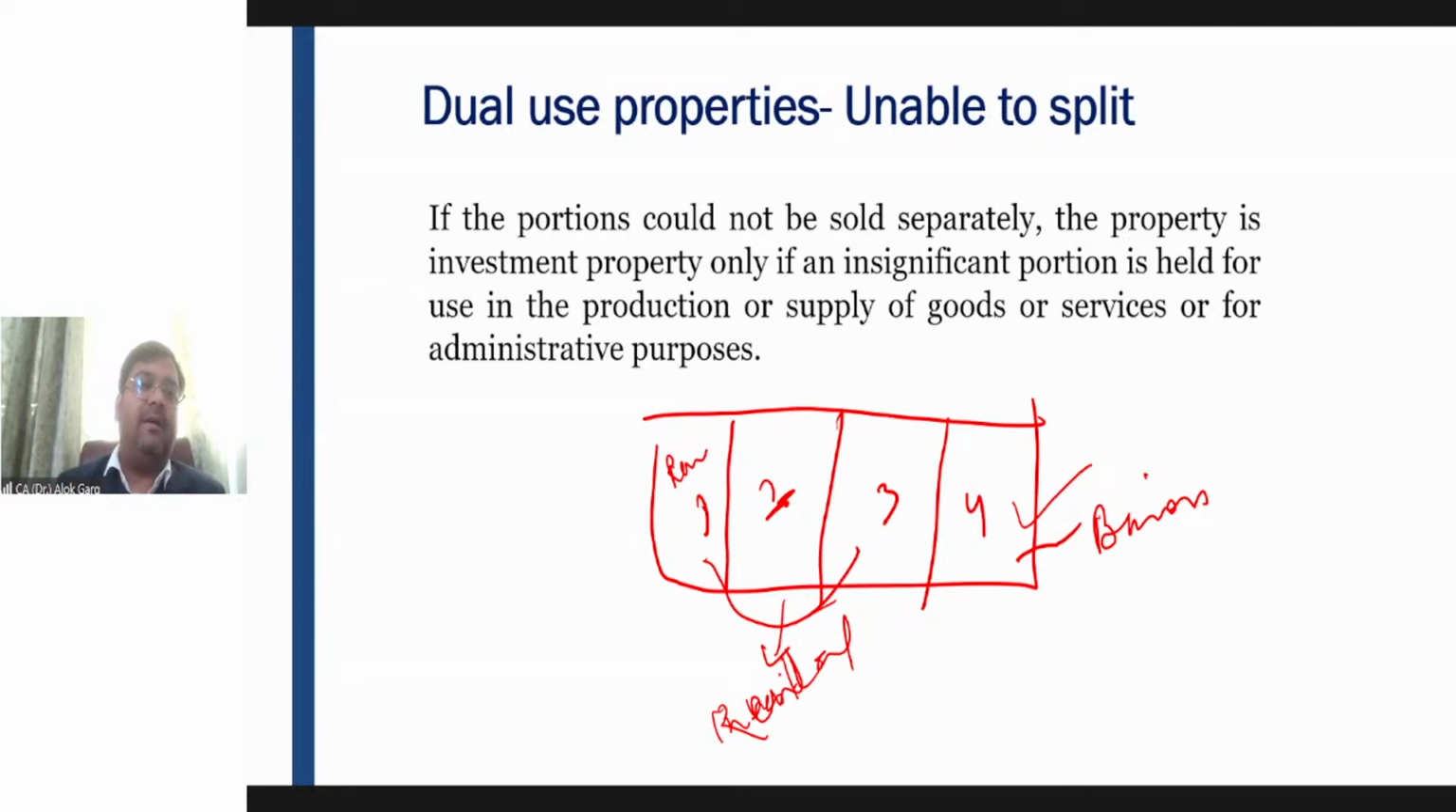Again, going by the use of the significant portion. If the significant portion is used for business purposes, then it has to be shown as PPE. Koshiki, it cannot be proportionally accounted because it is not meeting the basic condition. What is the basic condition? The basic condition is whether it can be sold separately. If the answer is yes, do the proportion accounting. If it cannot be sold separately, in that case, you have to look at what is the significant portion of use, right?